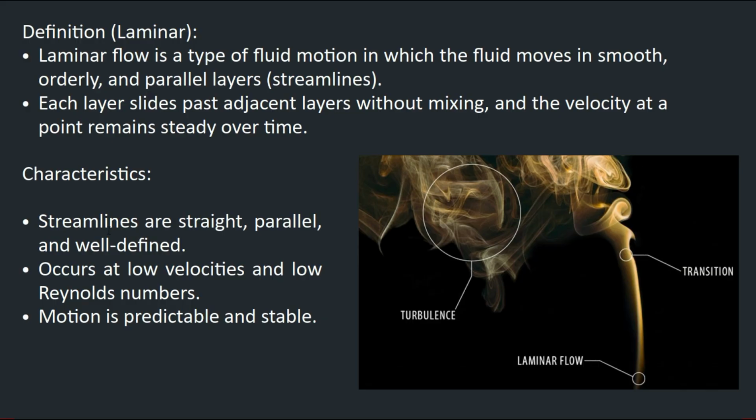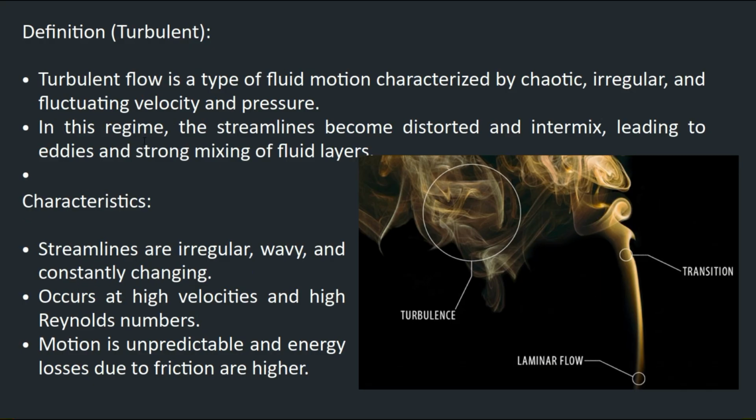It is characterized by streamlines that are straight, parallel and well defined, and occurs at low velocity and low Reynolds numbers. Motion is predictable and stable. These are the characteristics. Now, turbulent.